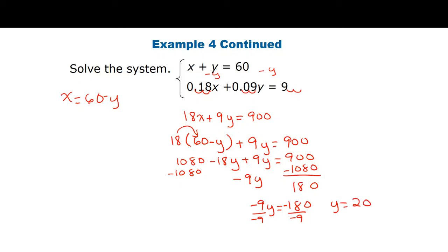All right, so I'm almost there, and I'm going to choose the easier equation to put that in. x plus 20 equals 60. Subtract 20 from both sides. So I have x equals 40. So I know that I'm going to need 40 pounds of beef mix and 20 pounds of bacon mix.